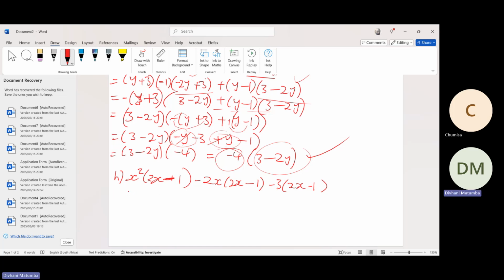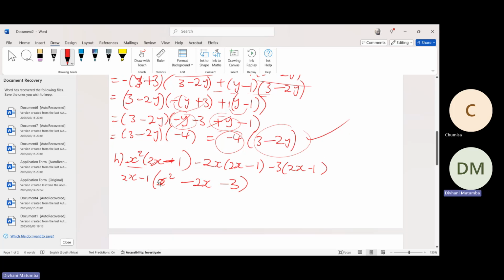Okay? So, do you see a common factor? Yes, sir. It's 2x minus 1. Then what are we left with? x squared minus 2x minus 3. I'm very interested in this one. This is going to tickle your mind. Okay, so we have these two factors. They can be expressed in the form A times B.